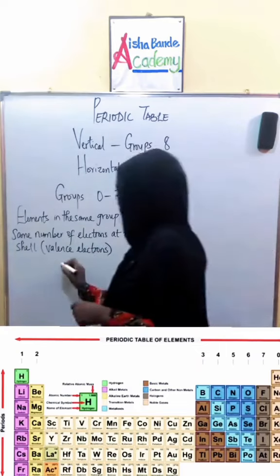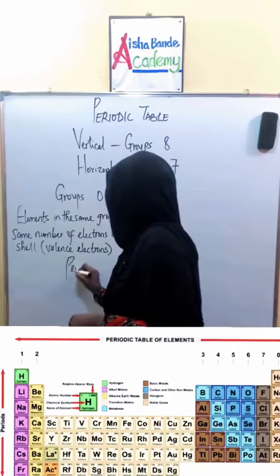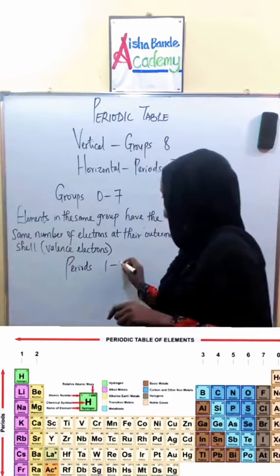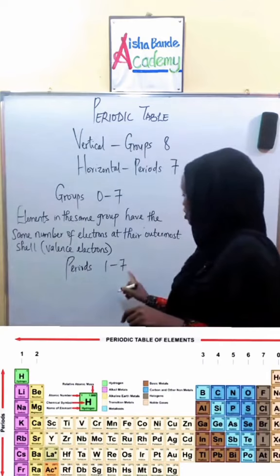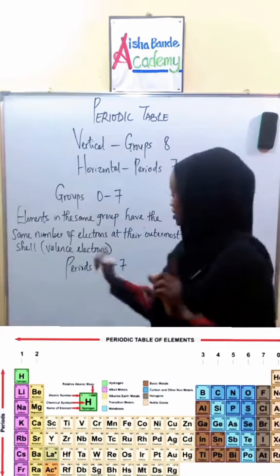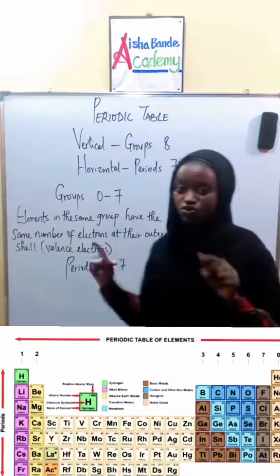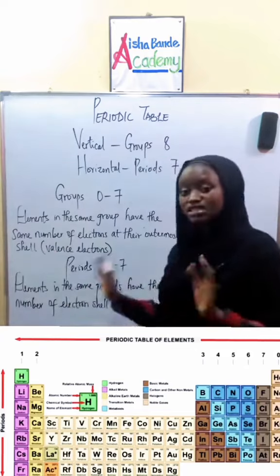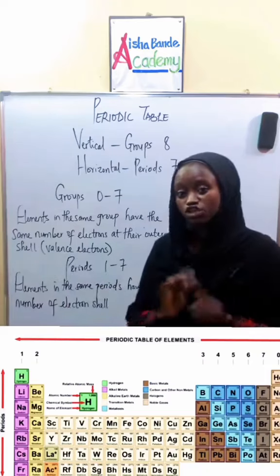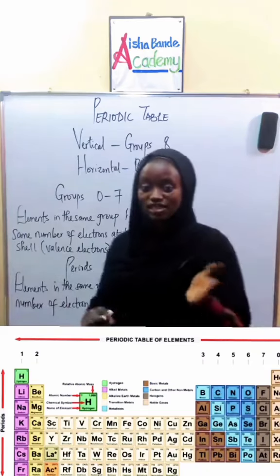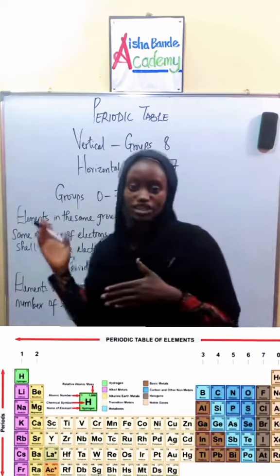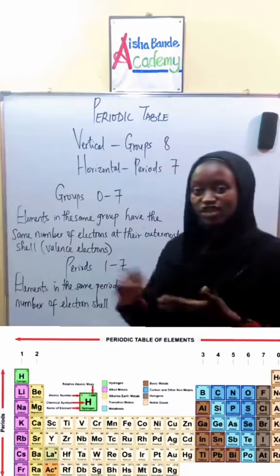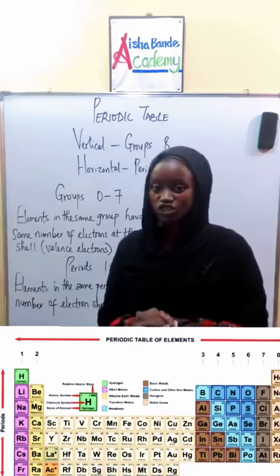So let's look at the periods. The periods are numbered from 1 to 7. That's why we said we have 7 periods in the periodic table. And also in the periods, elements in the same period have the same number of electron shells. In the next class, we shall discuss what we mean by the electron shells and how to identify the valence electrons of each element.